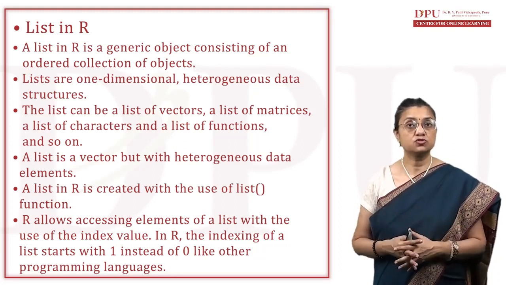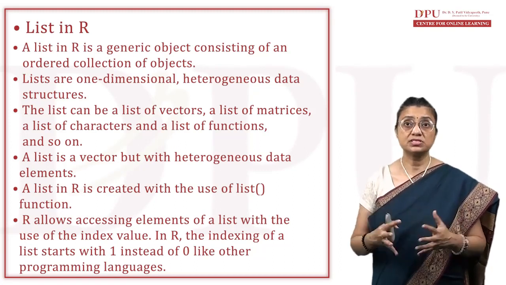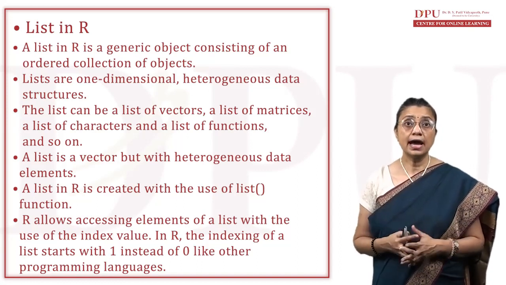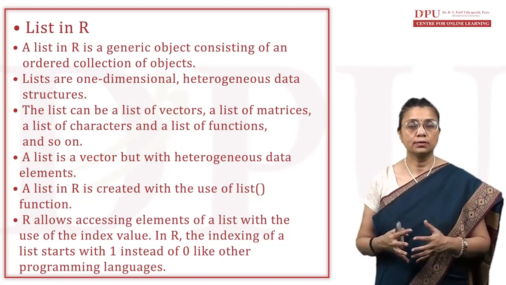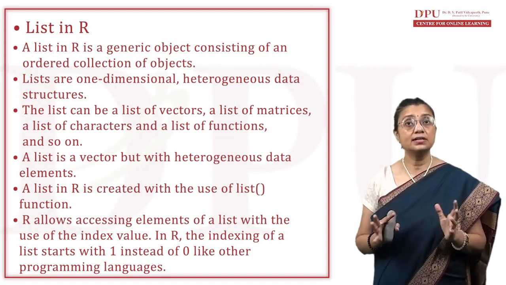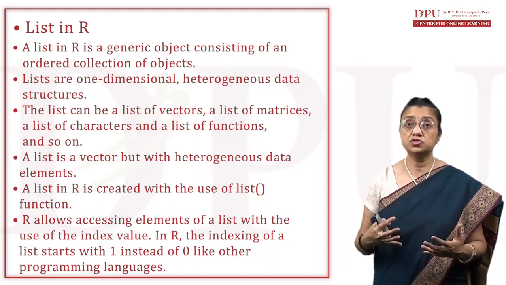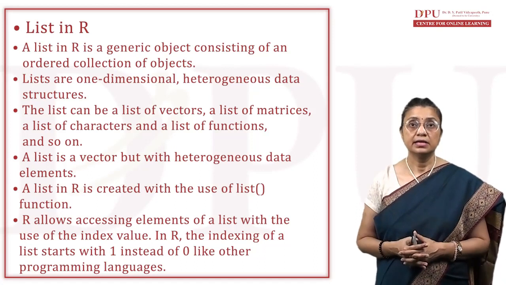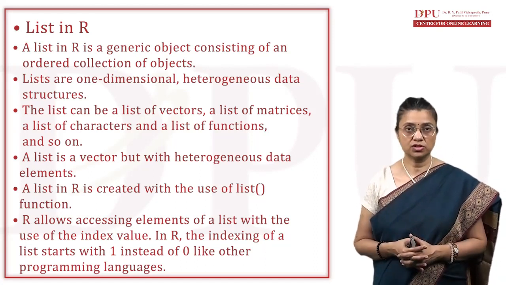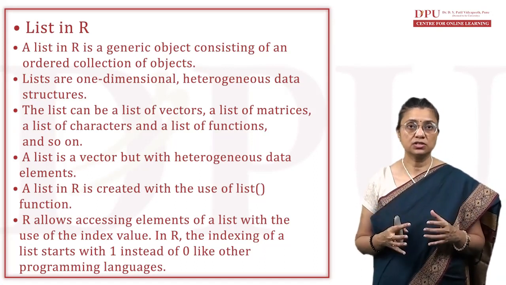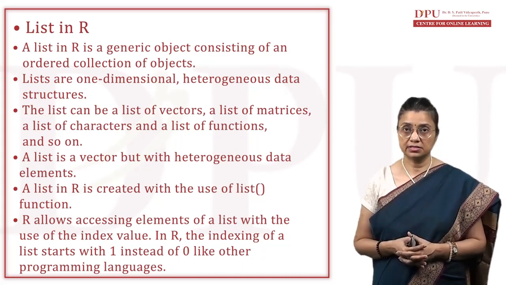The list can be a list of vectors, list of matrices, list of characters, and a list of functions, and so on. So we can say a list can have various kinds of data, and that is why we call it heterogeneous data. A list in R is created with the use of the list function. I can call the list function and a list in R is created.